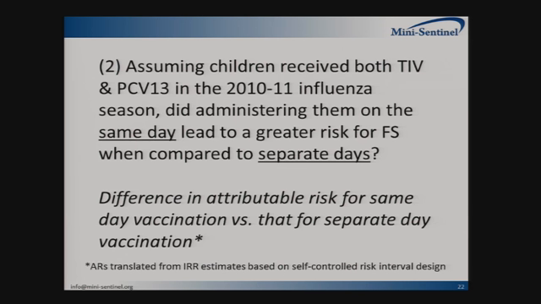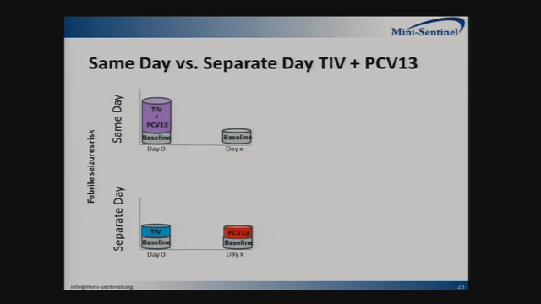We just addressed the question of whether TIV or PCV13 was associated with a greater risk for febrile seizures when compared to unexposed periods. Next, we asked a different question, specifically assuming children received both TIV and PCV13 in the 2010-11 influenza season, did administering them on the same day lead to a greater risk for febrile seizures when compared to separate days? And we did this by calculating the difference in attributable risk for same-day vaccination versus that for separate-day vaccination. Specifically, the attributable risks were based on or translated from the incidence rate ratio estimates from the self-controlled risk interval design data that I just described earlier.